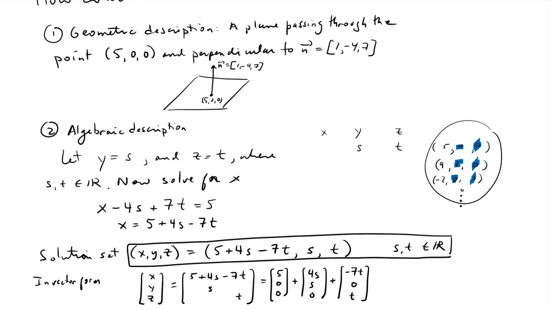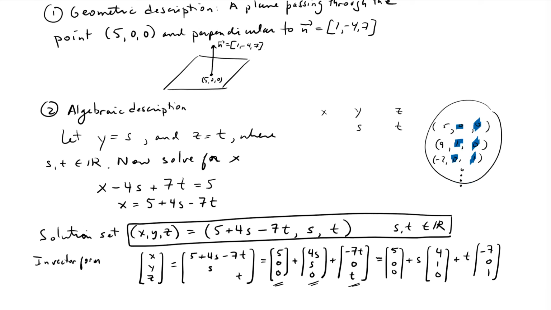So now I've written it down as the sum of three vectors: one which is the constant vector, one which is a vector that includes the terms that have an s in them, and one where t is involved. And the other thing we like to do is factor out the s and the t, like that. And what do I get here?